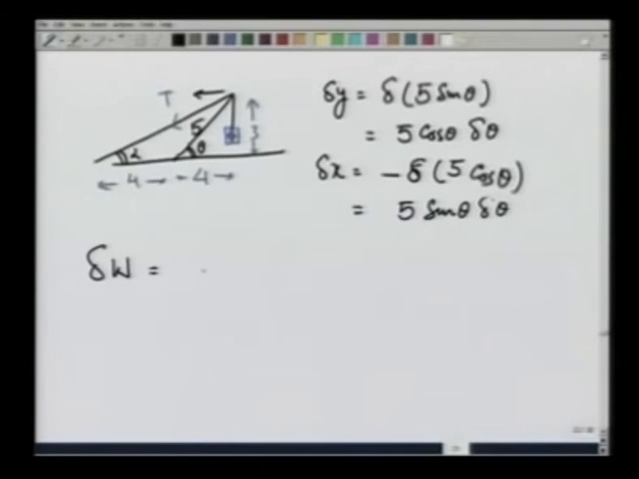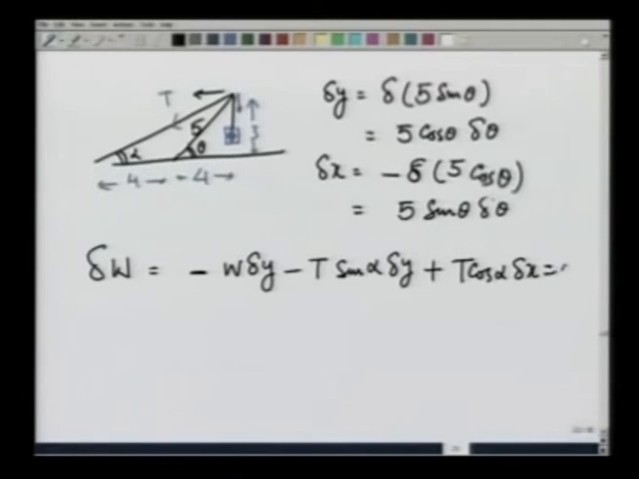is going to be the weight and delta y in opposite direction. So, minus W delta y. The T has a vertical component at this point going down, which is going to be T sine of alpha delta y, and T has a component going towards the left, which is T cosine alpha. So, that is going to be T cosine of alpha delta x is equal to 0.